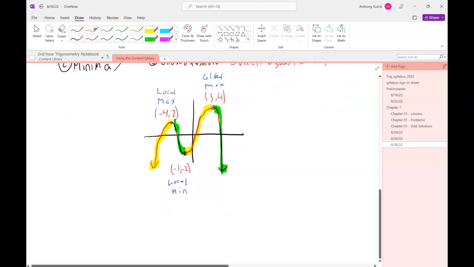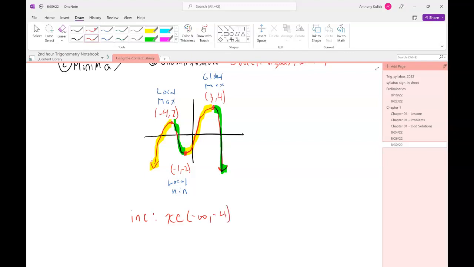So if I wanted to write my interval for increasing, how would I write that increasing interval? Negative infinity, negative 4. And then give it a union. Negative 1 to 3. Everybody cool with that? That this is like negative infinity over here. So we're just going x to x, and then x to x.